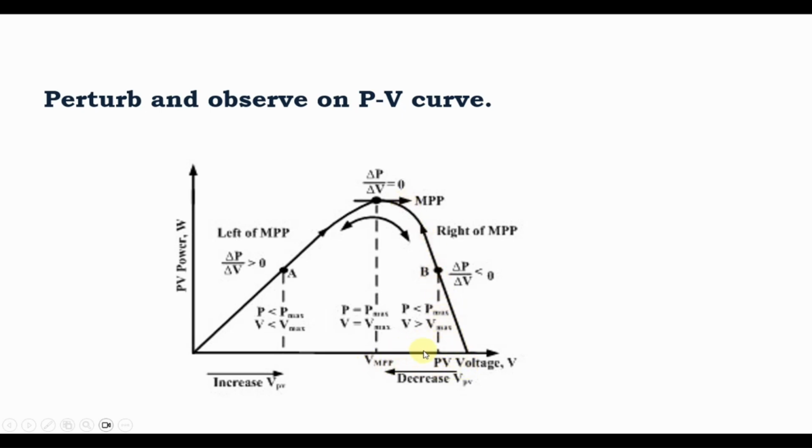Finally, notice the curved arrows at the top. Because environmental conditions like sunlight and temperature change constantly, the Perturb and Observe algorithm never completely stops. Once it reaches the peak, it will continually introduce small voltage adjustments, causing the system to gently oscillate back and forth around the maximum power point to ensure we are always tracking the highest possible efficiency.